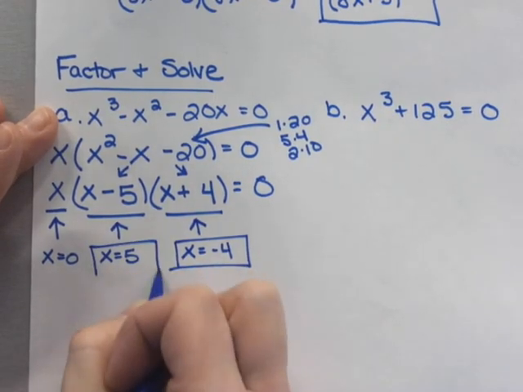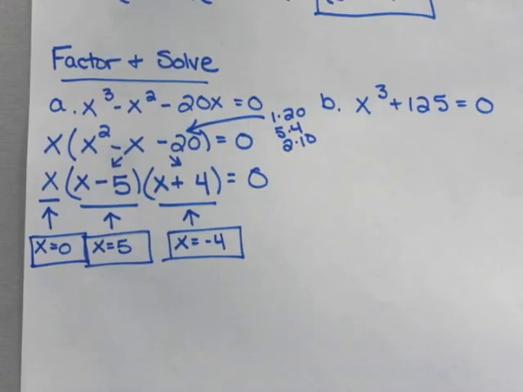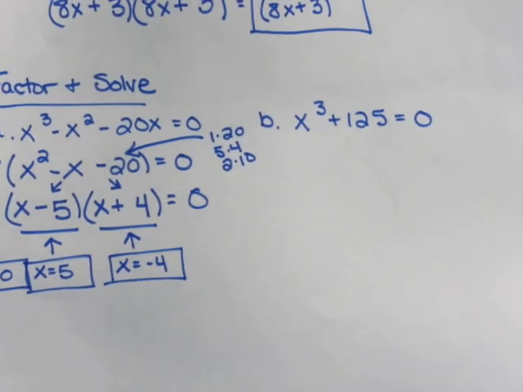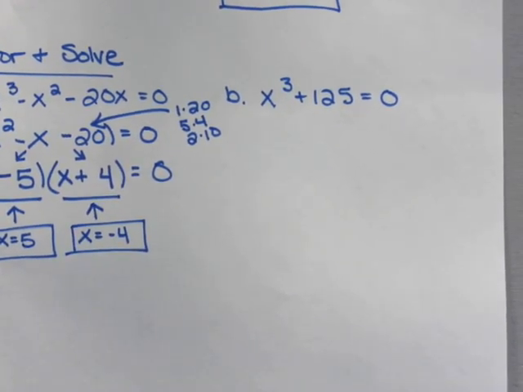So some of them will be just that easy where you can factor and you can solve and all the answers come out nice and everything's kind of happy and rainbows. Part B is not happiness and rainbows, unfortunately. We're going to have to do a little bit more.